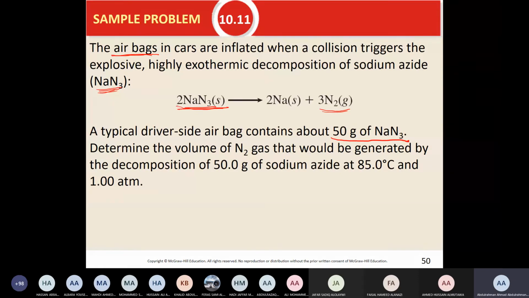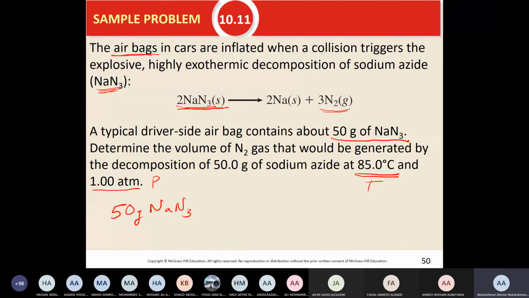If there is an accident, you have the air coming out. How many liters of air will come out? If the temperature, of course, in an accident, the temperature will be high, and that's why the temperature becomes 85 degrees C, and assume that the pressure is 1 atmosphere. If the pressure is 1 atmosphere and the temperature is 85, then what will be the volume of the gas?